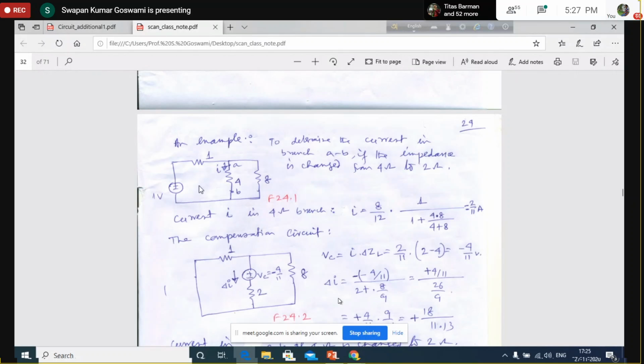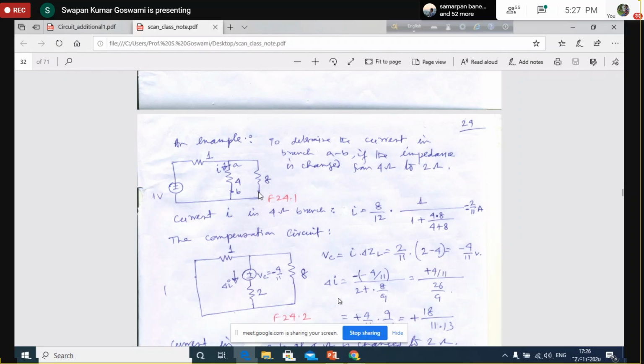Now, what you do? Let us connect the ammeter in place of the 1 volt source and shift the 1 volt source to the position of the ammeter. Say the 1 volt source now will be connected here, in series with the 8 ohm, and the ammeter will be here. That means we have measured the current through the 8 ohm resistance by connecting an ammeter in series with it. So you calculated the current, that is 1 upon 11 ampere.